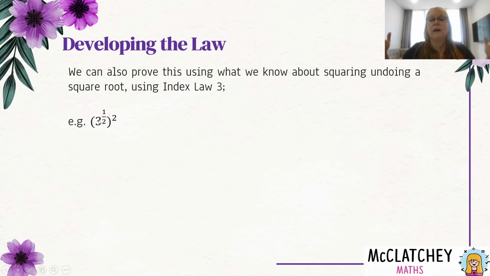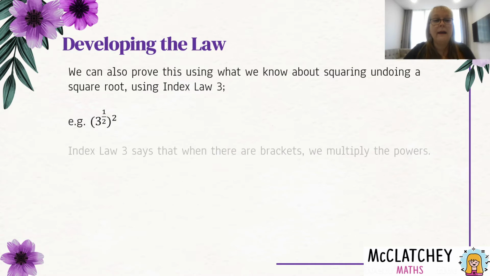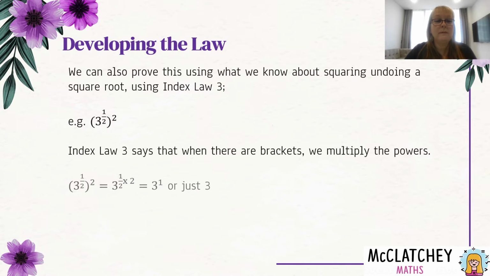Now we know from index law 3, when we've got brackets, that everything inside the brackets gets raised to the power outside the brackets. So the 2 is going to be multiplied by the half. So we're going to multiply those powers. So what I get here is a half times 2. Another way of saying that is half of 2, because when we have that multiply symbol, that means of. So a half of 2 we know is 1. So 3 to the power of 1 is just written as 3. So once again, we talked about our law being that a power of a half means square root. Square root of 3 squared is cancelling it out, and we can see that here. It's doing the exact same thing when we apply index law 3.